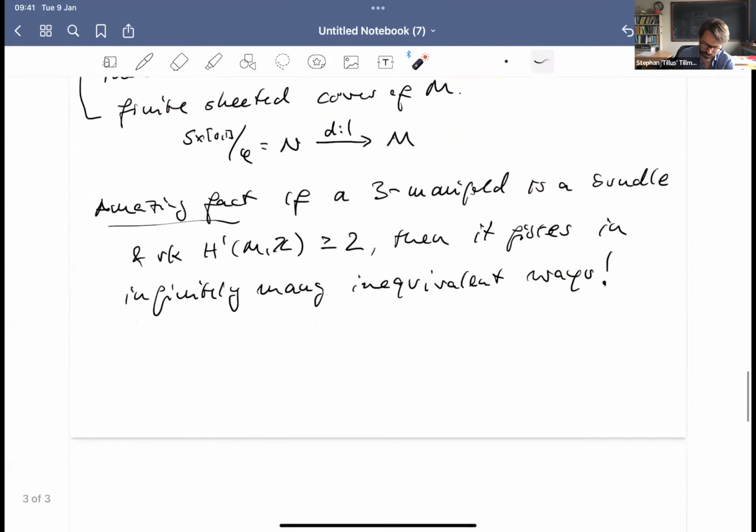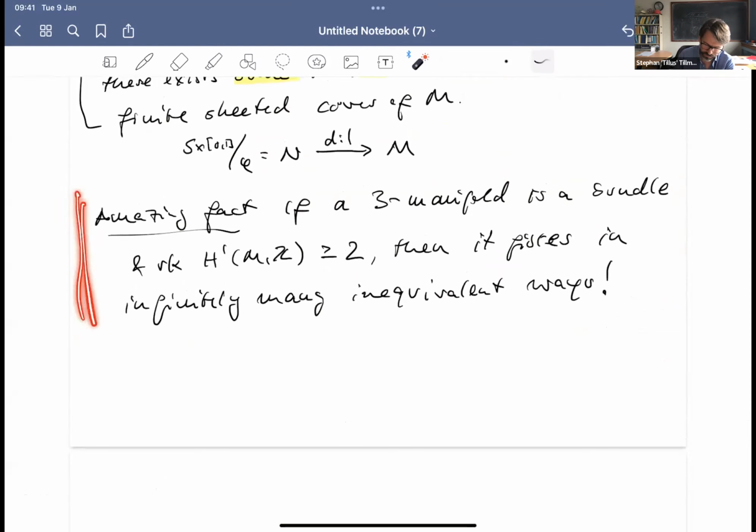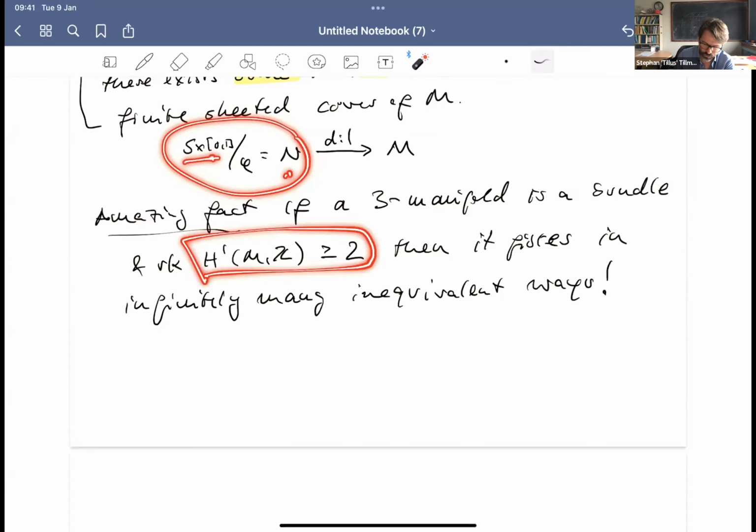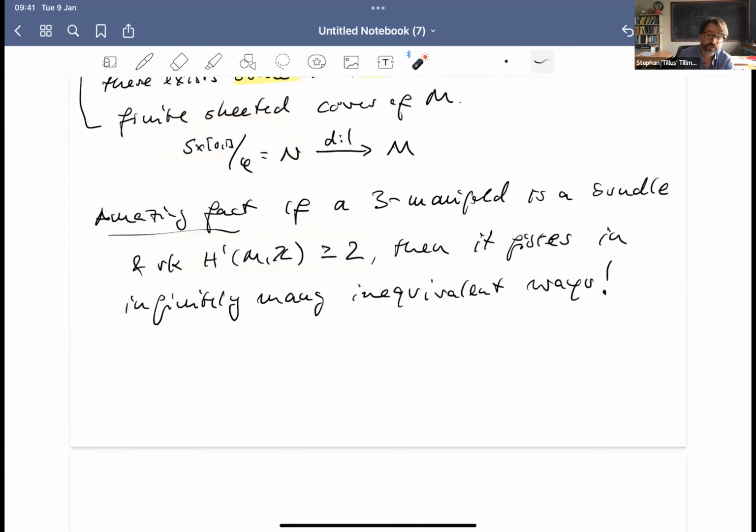And then the other amazing fact is that once your manifold N has the structure of a bundle, assuming that the rank is at least 2, then you know that it's actually going to be a bundle in infinitely many different inequivalent ways. And inequivalent you can see by basically seeing that the topology of these surfaces is different. So you don't even need to vary this here. It's really in the topology of the surfaces. And I want to explain how this comes about and how you can find these ways.